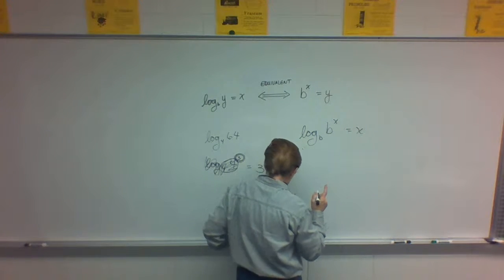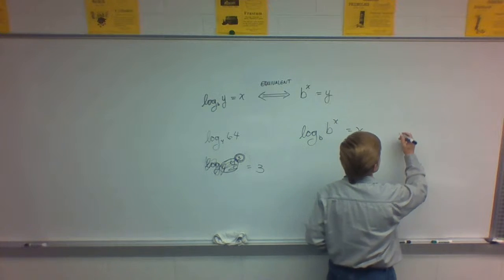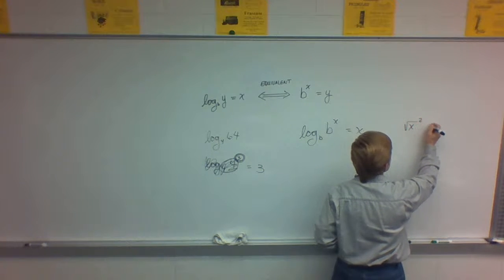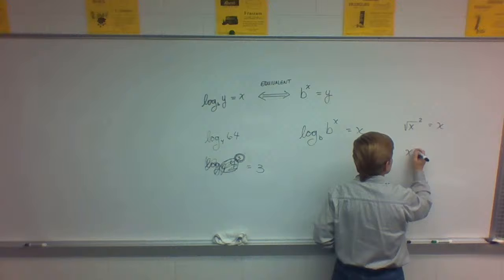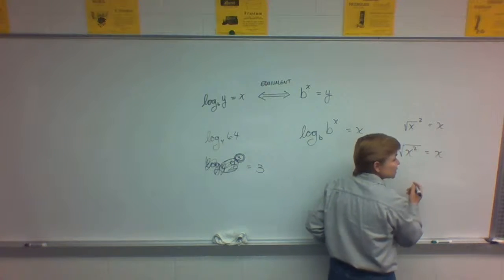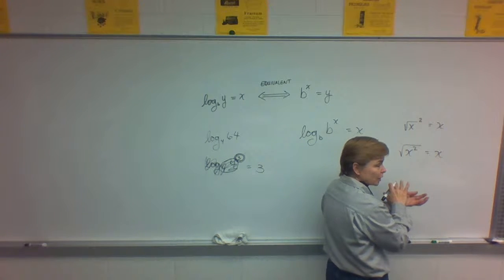Now, do you remember with the square roots? I should have erased them all. Do you remember with the square roots, if we have this and square it, we get x, but if we do it in reverse and we have x squared and square root it, we still get x? Because it doesn't matter which one you stuff into which one.